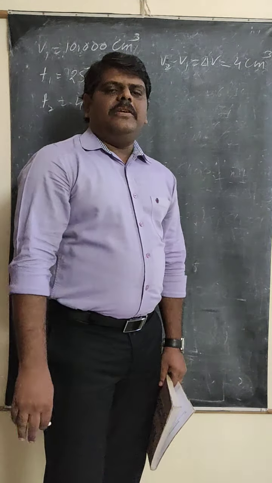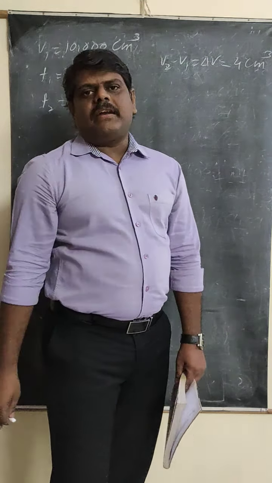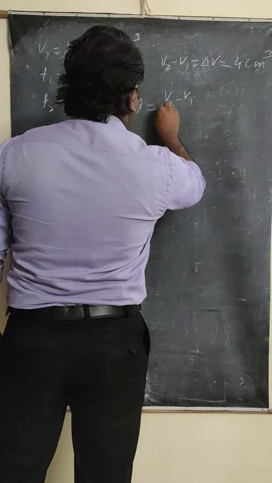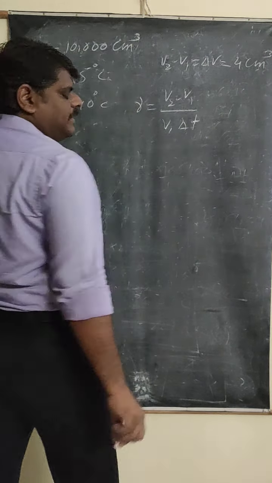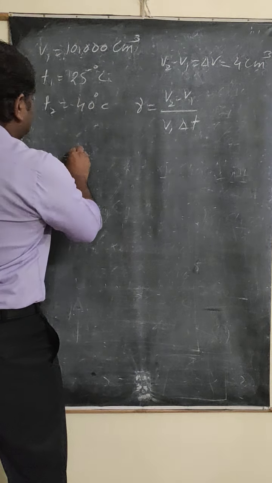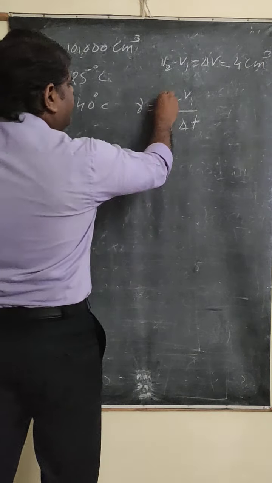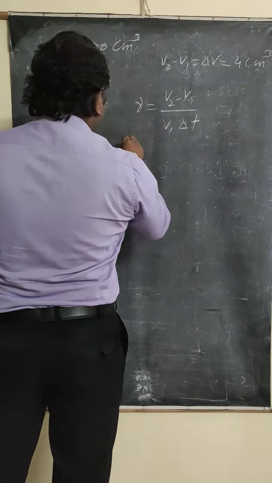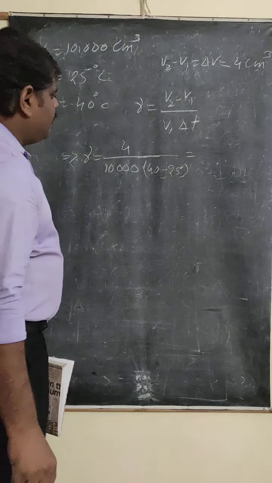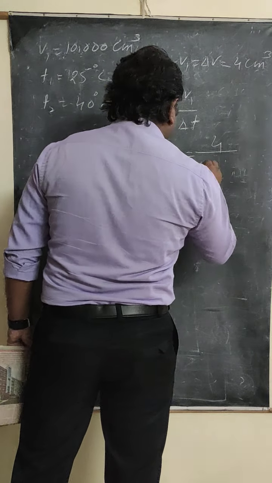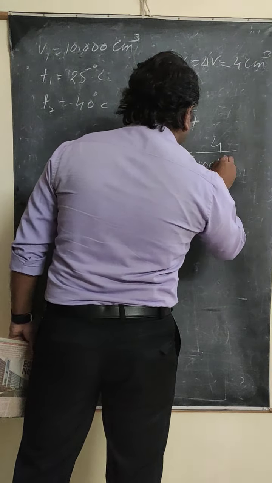After calculating the gamma value, we can calculate the alpha value. To find the gamma value, what formula can you use? Gamma is equal to V2 minus V1 by V1 into delta T. Okay, go and substitute the values. Gamma is equal to V2 minus V1, which is 4, by V1, which is 10,000, into delta T. Delta T you can write as 40 minus 25. That is 4 by 10,000 into 40 minus 25.